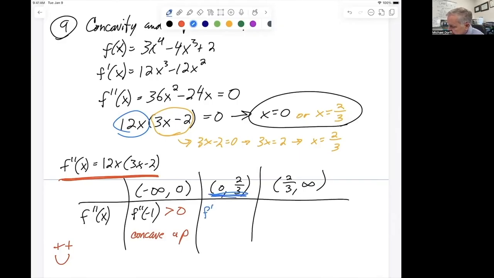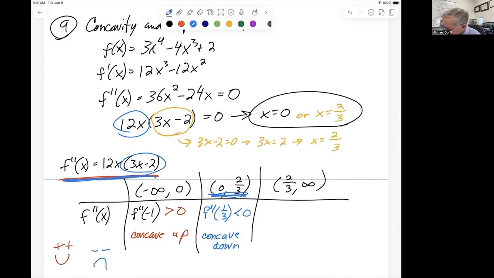It's not really nice, but it's what we got. So I'm going to take 1/3 as my number here, and plug that into my second derivative. 12 times 1/3 is a positive number. When I put 1/3 into the parentheses, 3 times 1/3 gives me 1. 1 minus 2 is -1, so I get a negative number there. A positive times a negative is a negative, so it's concave down, because it looks like that.